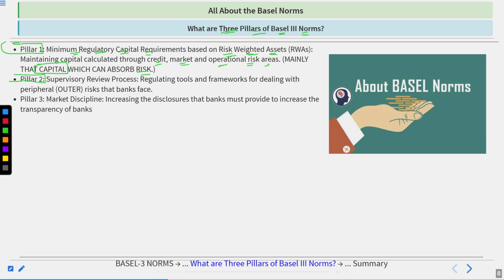Second pillar, supervisory review process: regulating tools and frameworks for dealing with the peripheral outer risks that banks face. Third pillar is market discipline: increasing the disclosures that banks must provide to increase the transparency of the bank. It means that the stakeholders of the banks who are in the market must be aware of the real condition of the bank, so the bank must disclose its current condition through various means.